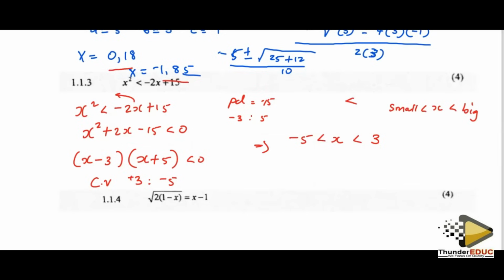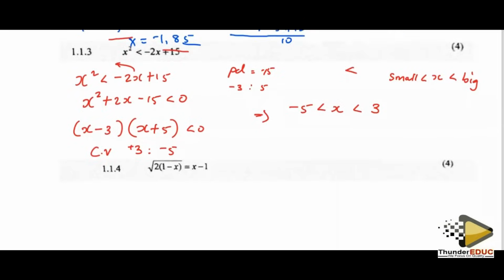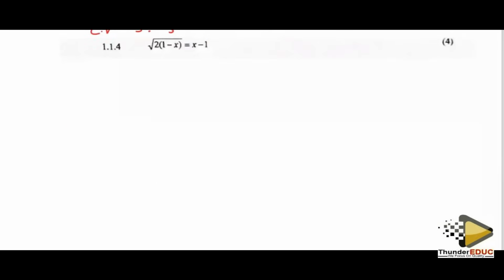And then 1.1.4, we have the root of 2 into 1 minus x is equal to x minus 1. So in normal cases for such questions, we advise learners to leave the root sign on one side and everything else must be on the other. This has already been done for us. So the only thing I'm going to do is introduce a bracket on the right hand side.